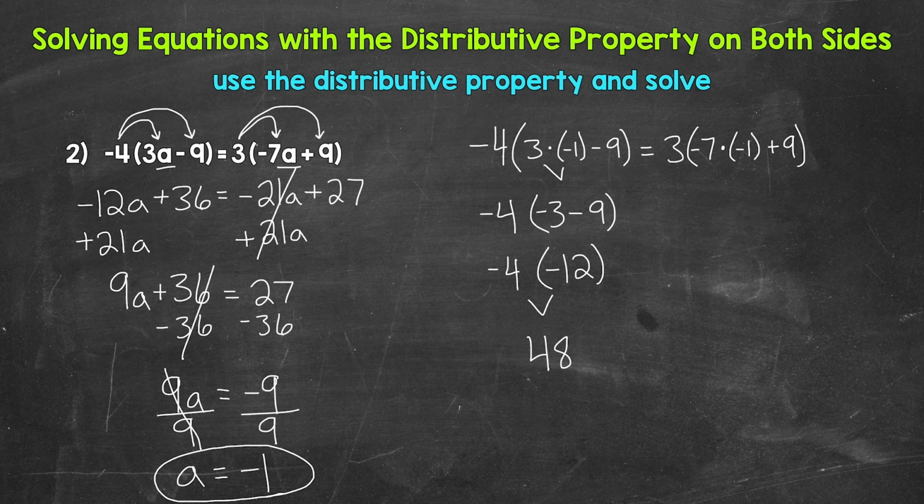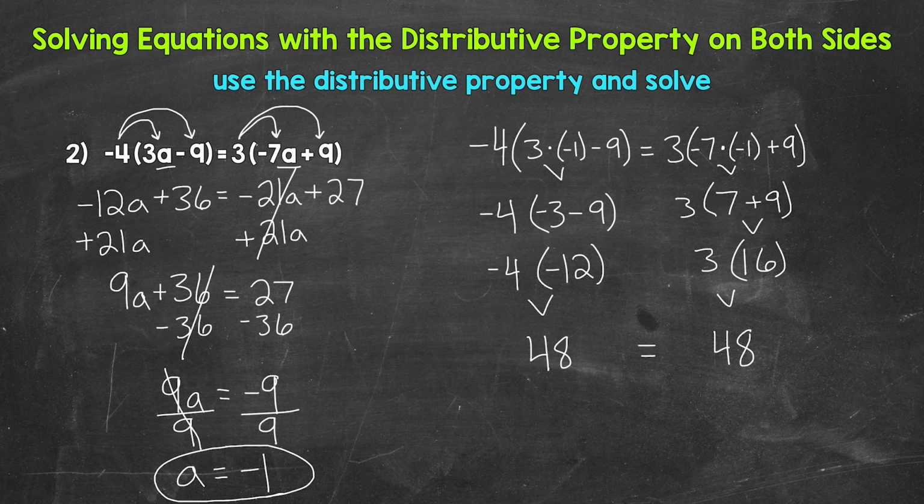Now for the right side. So let's start with the parentheses and we will go step by step here. So negative 7 times negative 1 gives us a positive 7 plus 9. So now we have 7 plus 9, which is 16. And then we end with 3 times 16, which is 48. So both sides equal 48 here. We are correct. a equals negative 1.